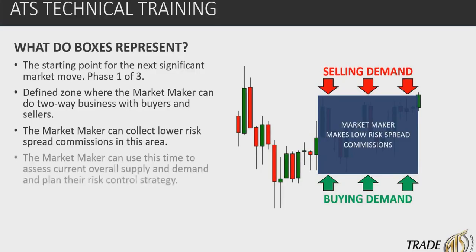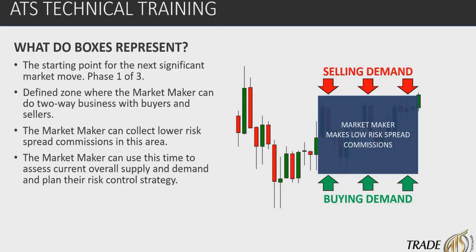So the market maker can use this time, the time that we're in that box, to assess current overall supply and demand and plan their risk control strategy. When we exit that box, the market maker can use phase 2, the expansion phase, to adjust their risk in their overall book of business in preparation for the next market move to higher or lower prices.